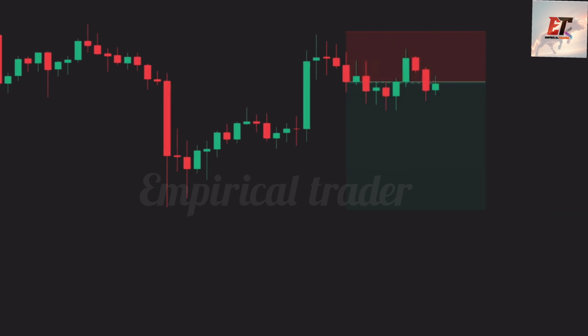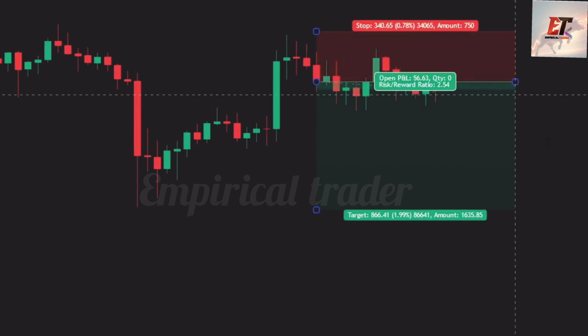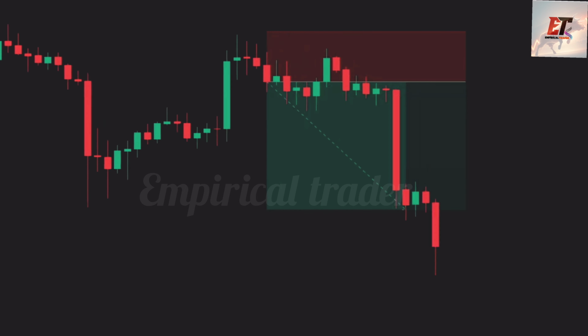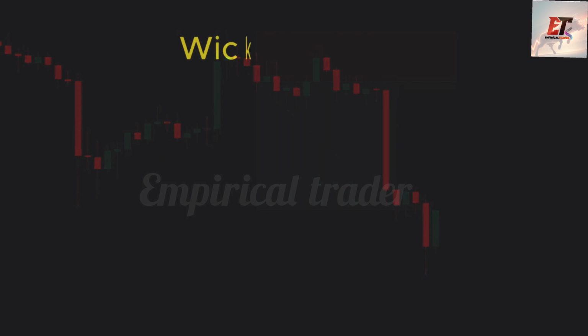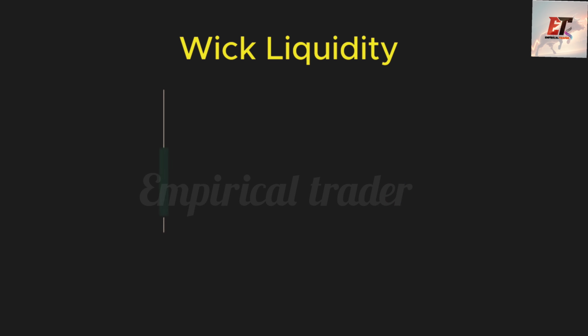Another liquidity type is the wick liquidity. The wick liquidity is often seen by a candle that causes a massive move in price, but then quickly reverses. Later, price will take that wick. The reason is there is the retail trader's stop loss, just to take the trade in his favor after stopping him. There is the wick.